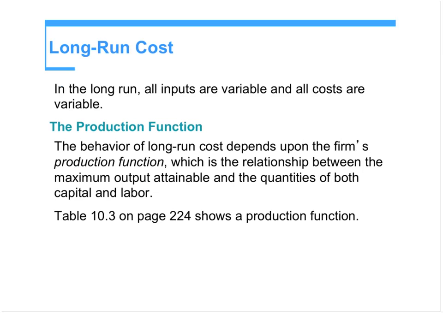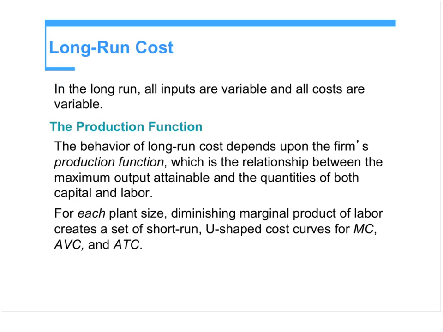The behavior of long-run cost depends upon the firm's production function, which is the relationship between the maximum output attainable and the quantities of both capital and labor. The production function of your company is the key term, the most important concept. You want to make sure you understand the relationship between your output attainable and quantities of both capital and labor. You got to understand that.